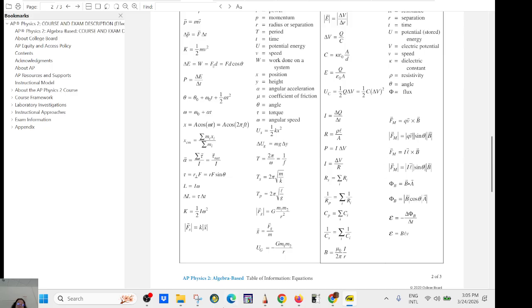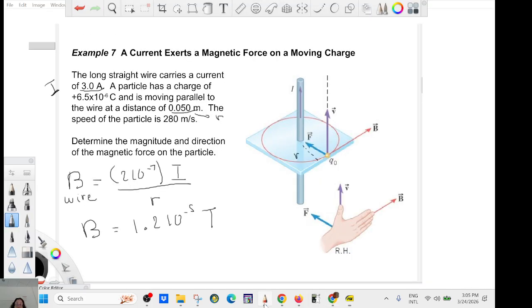So the magnetic force is Q times V times B, and here you have the sine of the angle between B and V. But this is 90 degrees, so that's going to be 1. So you don't have to worry about that. Are you with me?